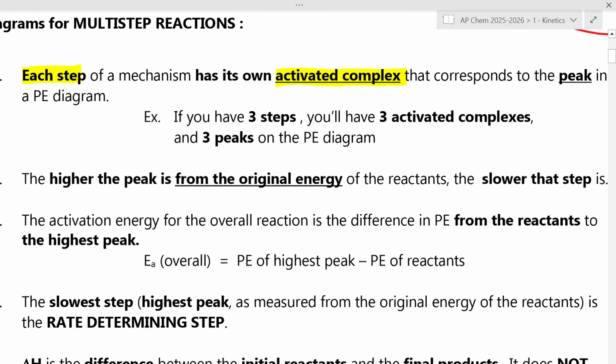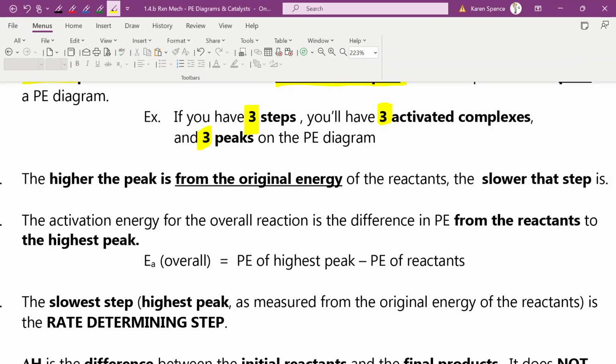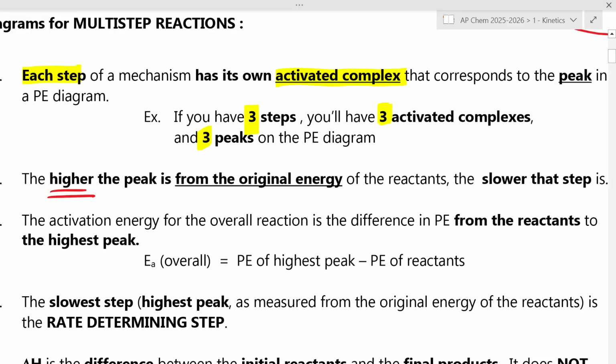So if you have 3 steps, you have 3 activated complexes, and you will have 3 peaks on the potential energy diagram. The higher the peak is from the original level of the energy of the reactants, the slower the step. Not how much does it go up from maybe the intermediates, but how high is it compared to the reactants?